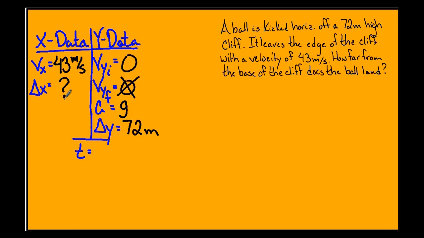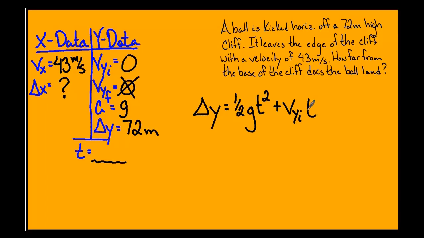Delta y is the height of the cliff. V sub x is 43 meters per second. The key to all of these problems is to solve for time. Let's see how we go about doing that. The lack of Vy final gives me the equation that I need to use. Delta y equals 1/2 gt squared plus Vy initial t.